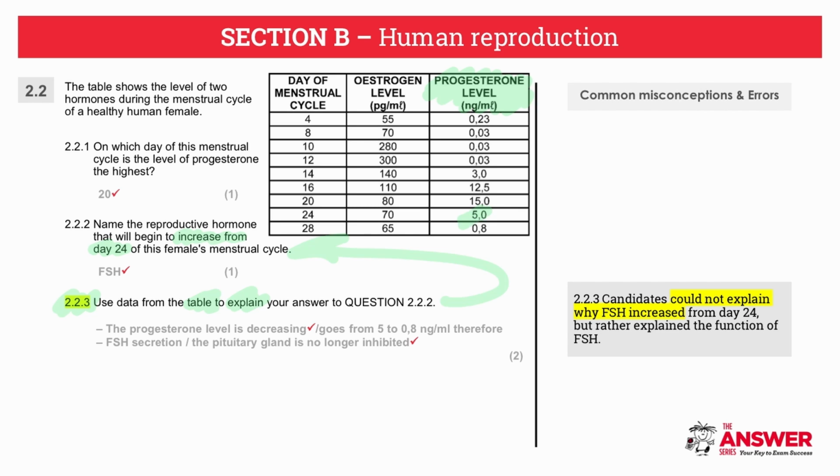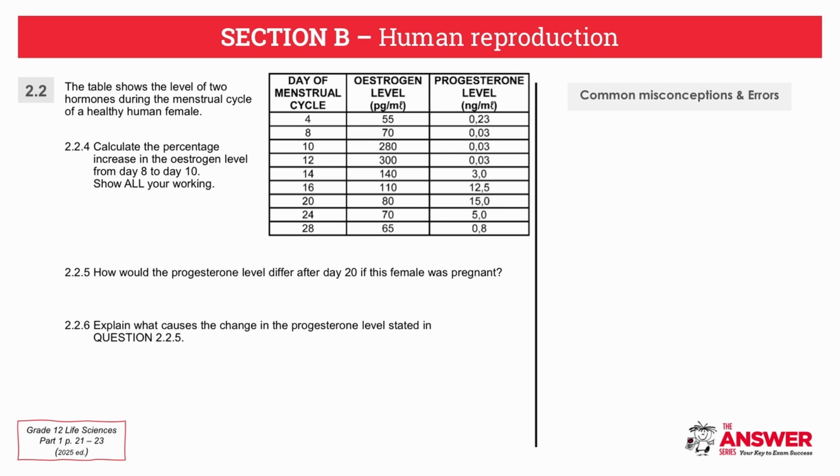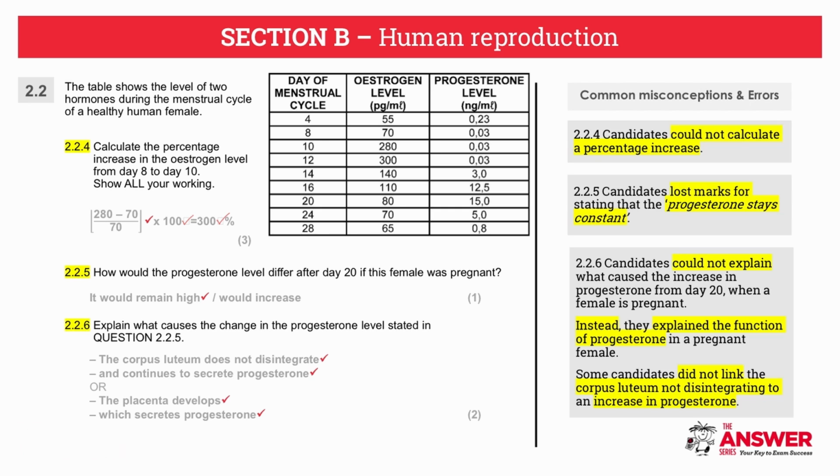So what we see is the drop in the progesterone levels from 5 to 0.8 nanograms per milliliter decreases its inhibition on the pituitary gland. It's no longer being inhibited by progesterone, and therefore the FSH secretion can increase. The diagnostic report says that candidates couldn't explain this. They couldn't explain that from day 24 anything to do with the progesterone level affected FSH, but rather explained the function of FSH itself.